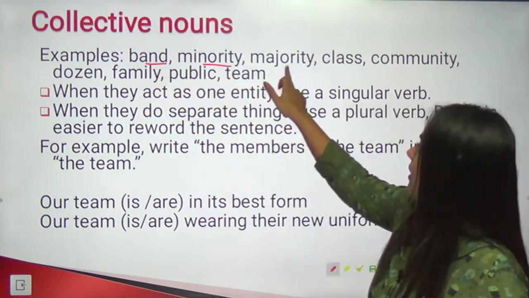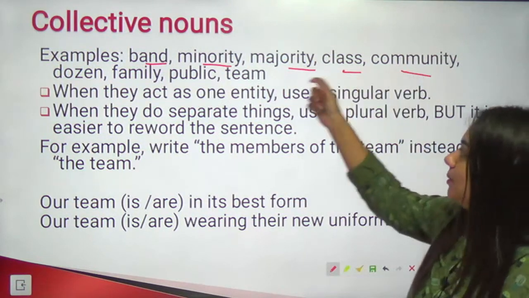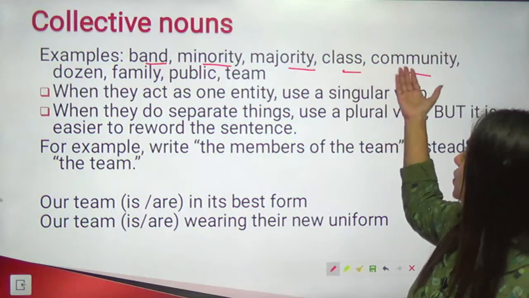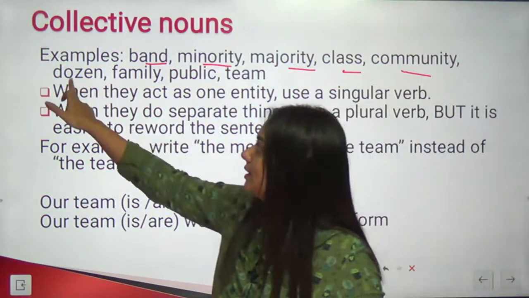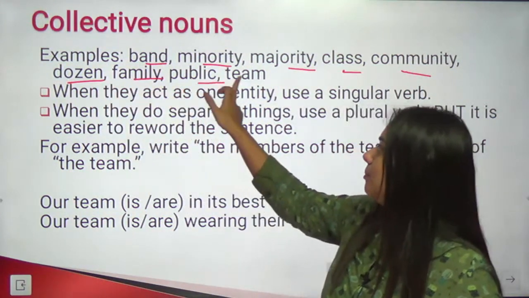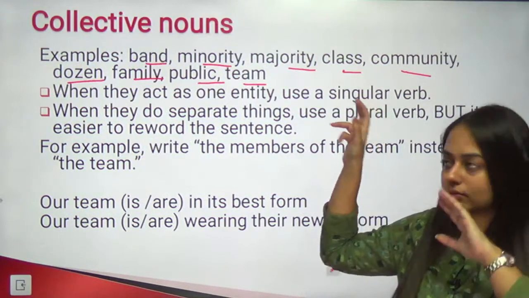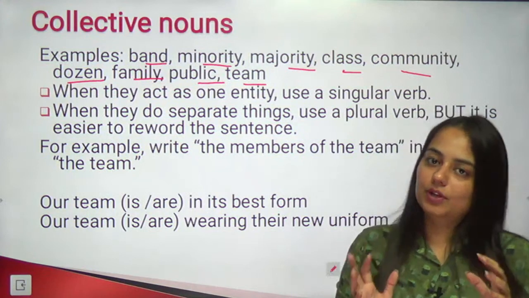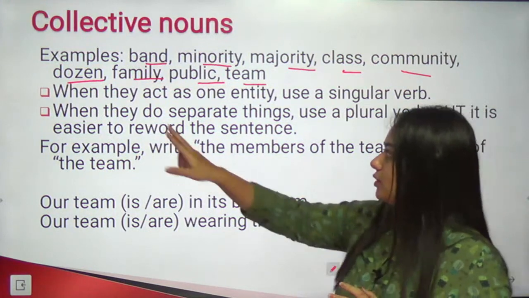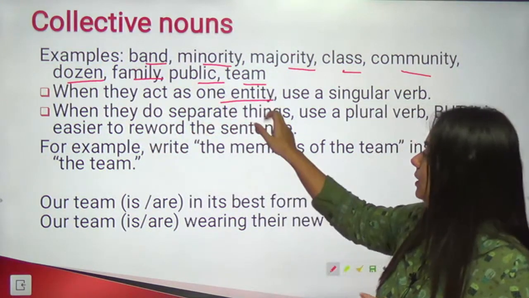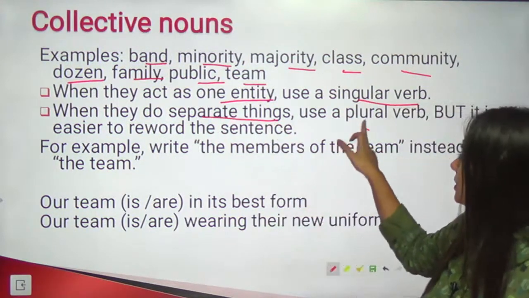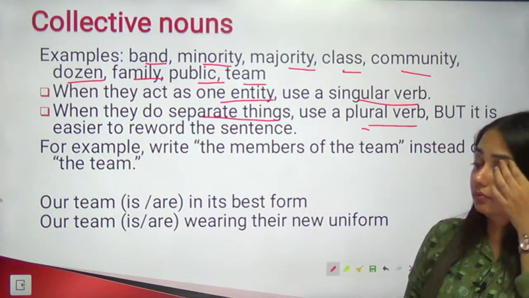Okay, some examples of collective noun are band, minority, majority, class, community. Band is a group of musicians. Minority, majority, class is a group of students. Community, dozen is a group of 12. Family, public, team. All the words are singular, but they clearly have a group of people in them. So when they act as one entity, use a singular verb. When they act as separate entities, use a plural verb for them.